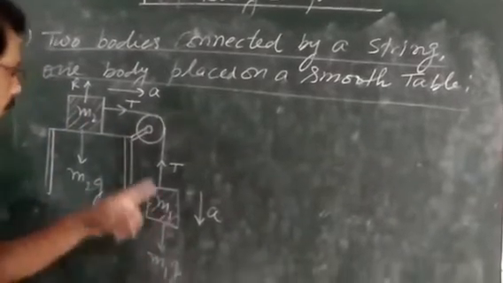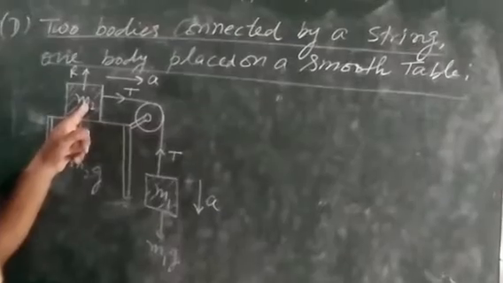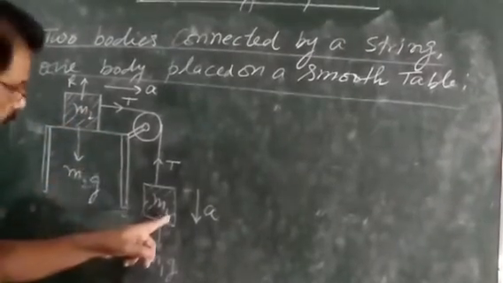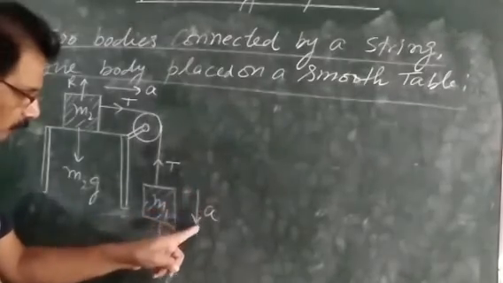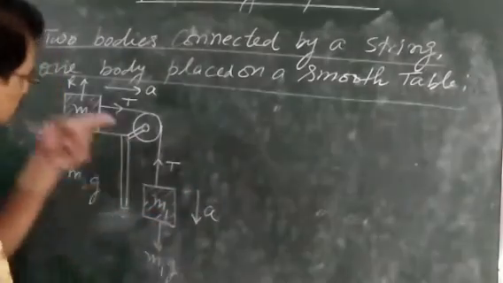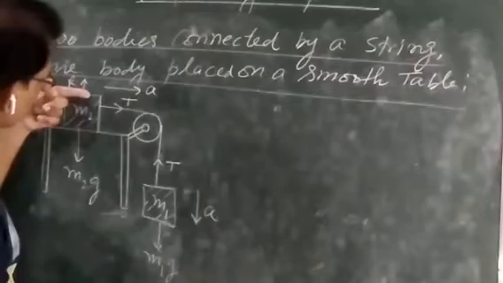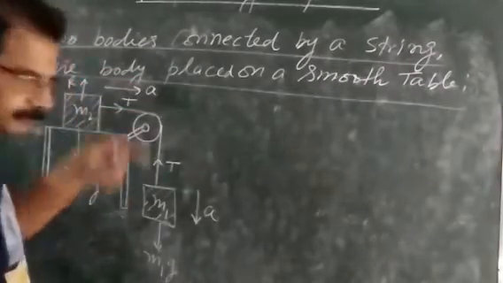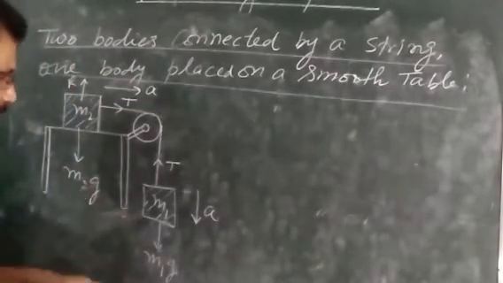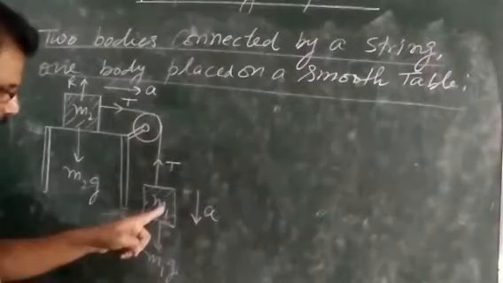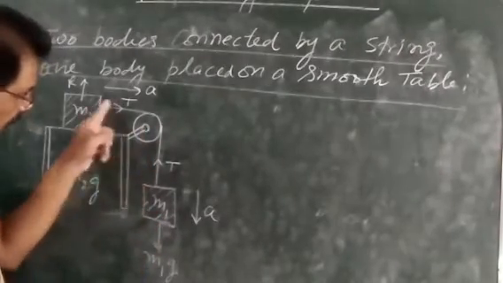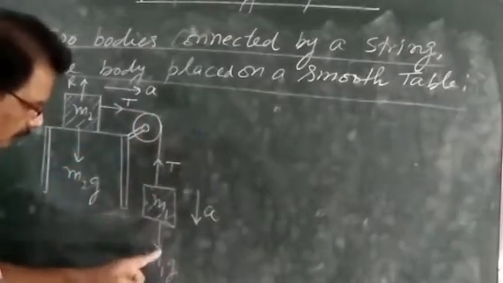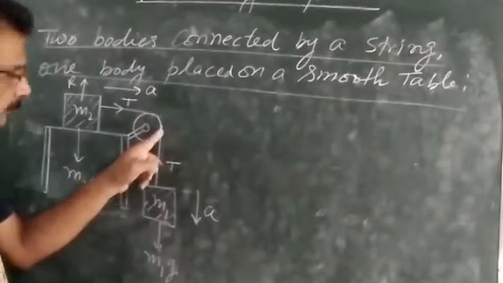Mass m1 हम मान रहे हैं mass m2 से ज्यादा है. And when mass m1 is greater than mass m2, suppose this mass m1 is moving downward with the acceleration a, then this mass m2 moves on this table with the acceleration a. So now you see here, weight of this mass m1, m1g will act downward, and this string becomes tight, so tension acts upward.